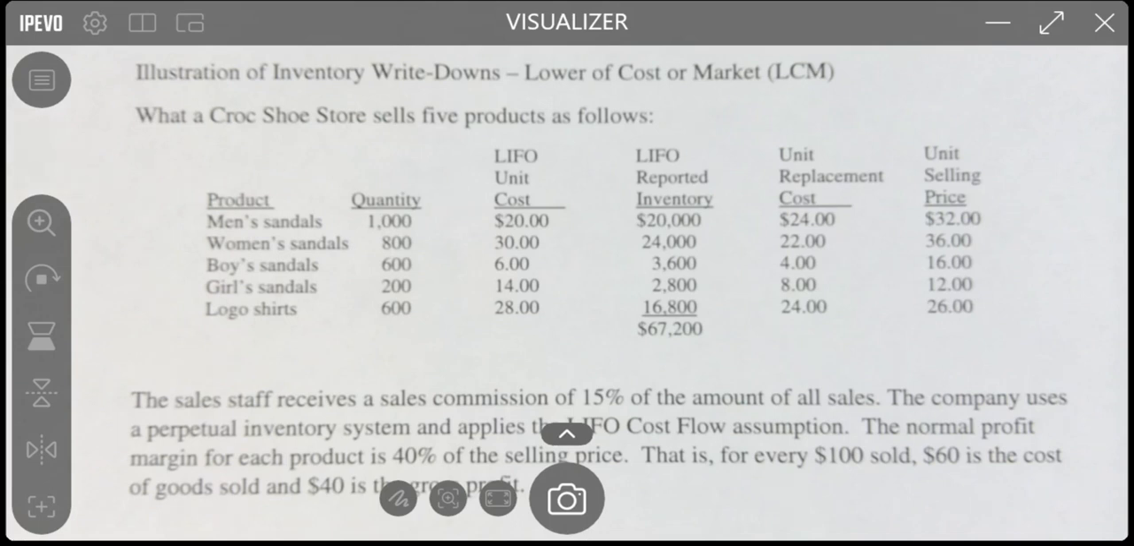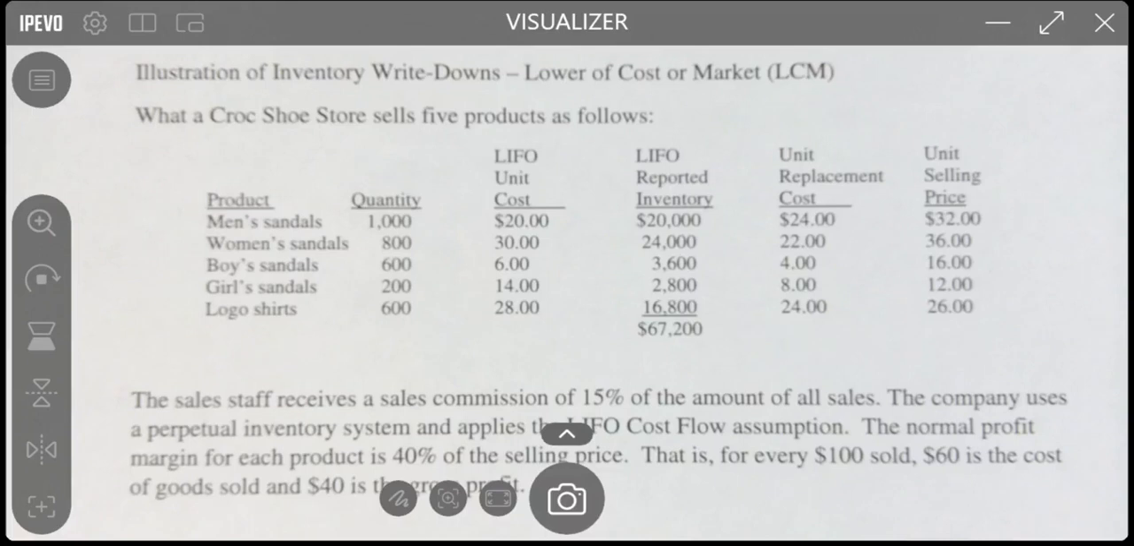Hi, in this video we'll illustrate the application of the lower of cost or market to determine the amount of any necessary inventory write-down for impaired inventory. It uses the same facts as the previous video where we applied the lower of cost or net realizable value. I'm going to answer question number 1 for you right here.